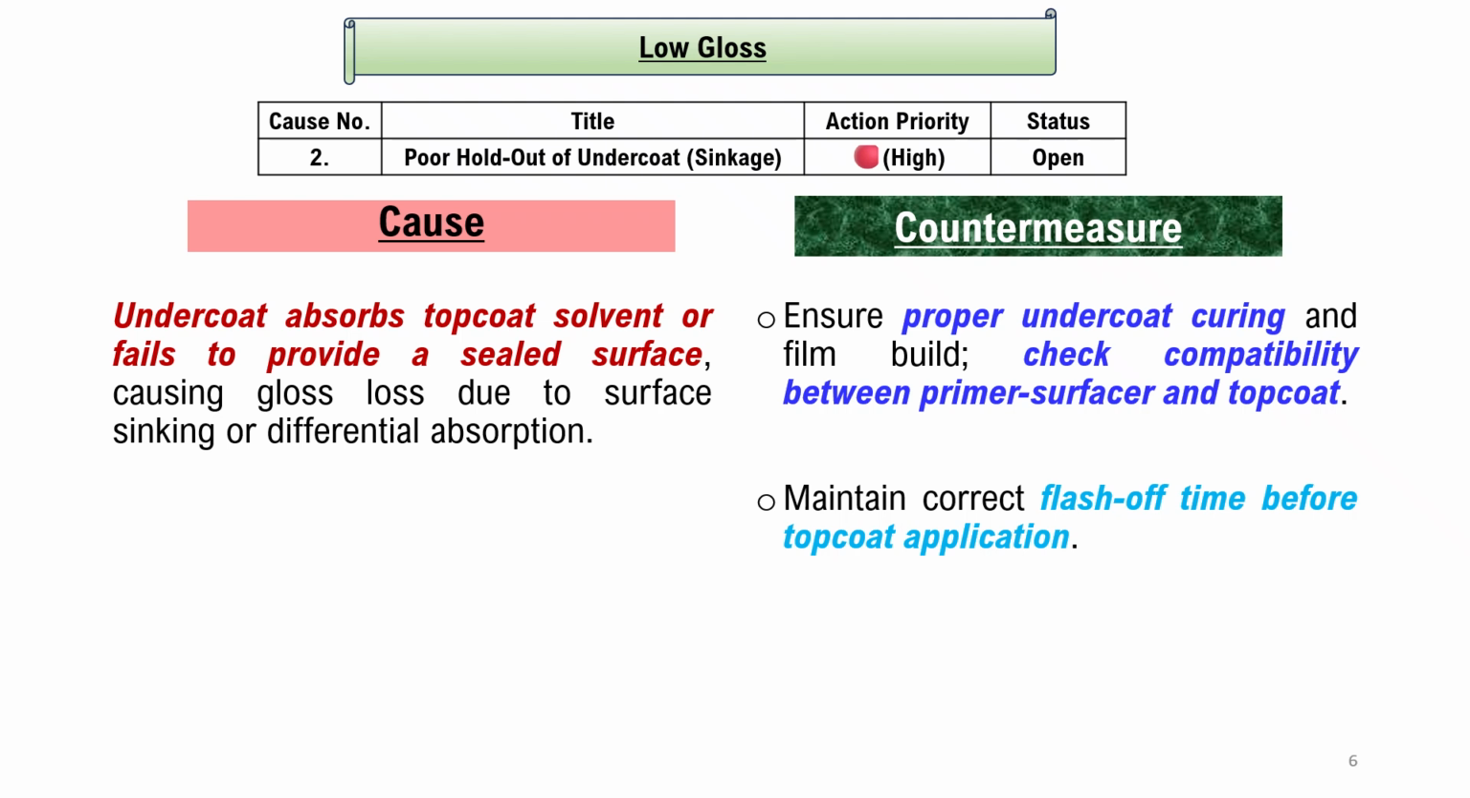Number two probable cause is poor holdout of undercoat, that is sinkage. Undercoat absorbs topcoat solvent or fails to provide a sealed surface, causing gloss loss due to surface sinking or differential absorption. Therefore, ensure proper undercoat curing and film build. Check compatibility between primer surface and top coat, and maintain correct flash-off time before top coat application.